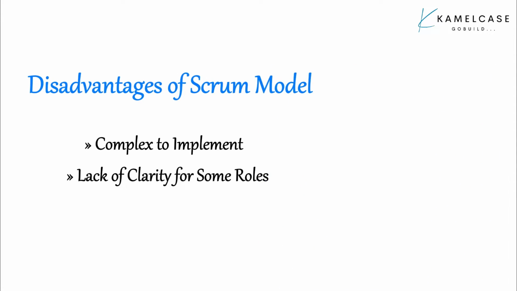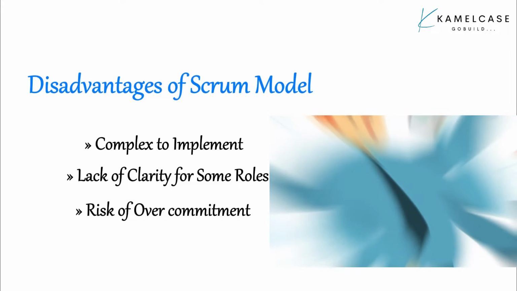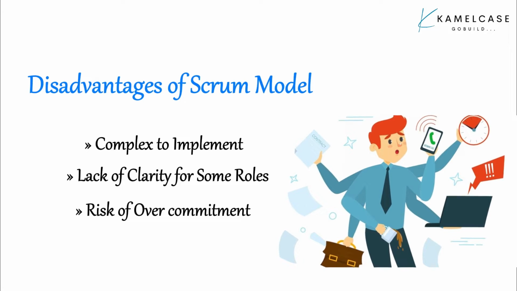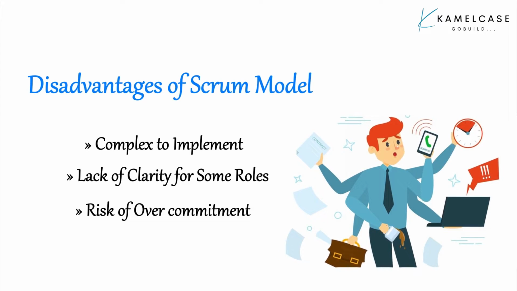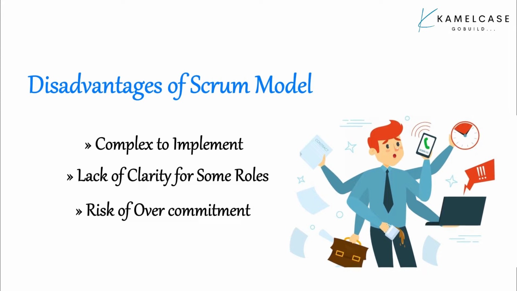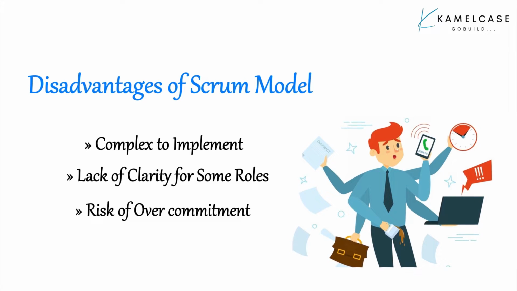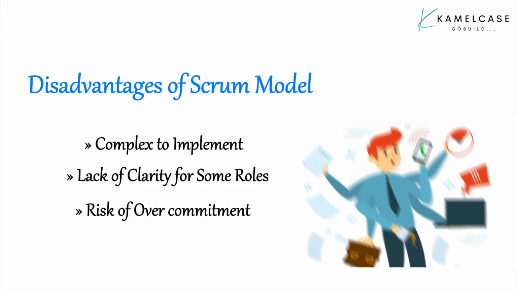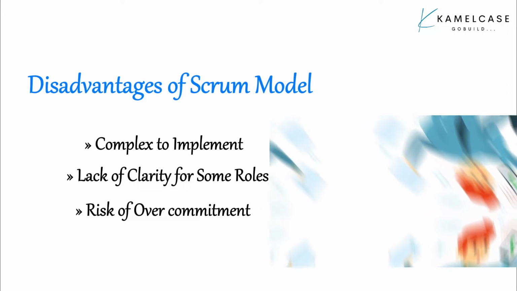Lastly, we have risk of overcommitment. Scrum encourages teams to estimate their capacity for each sprint realistically. However, some teams may overcommit, leading to unsustainable workloads and potential burnout. Striking the right balance between delivering value and not overloading the team can be challenging.